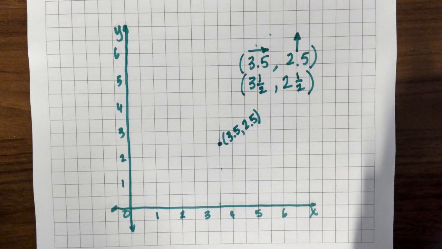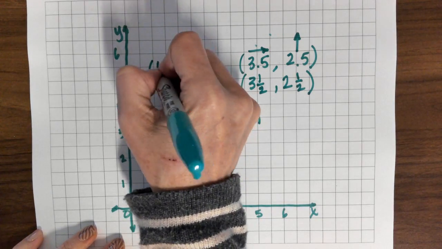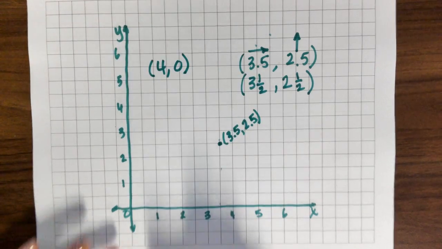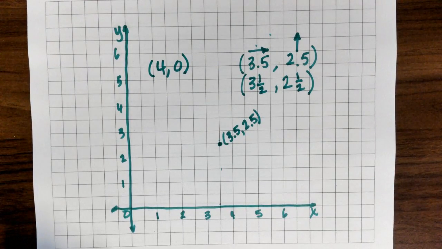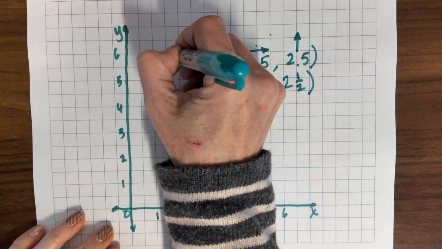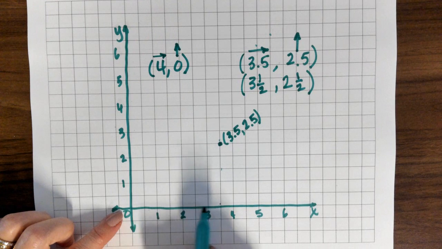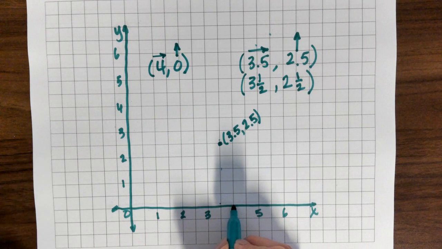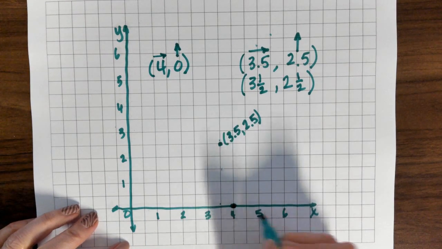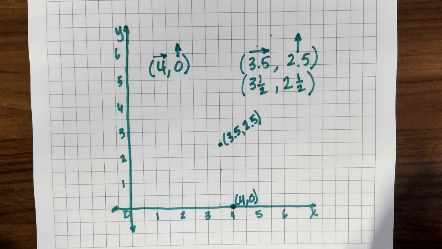Now here's something that tends to throw kids off. Let's say I ask a student to graph 4, 0. Here's why I always have them label this: horizontal movement, vertical movement. Horizontal movement is to the 4. What's my vertical movement? 0, nothing. My point, 4, 0, is on the x-axis.